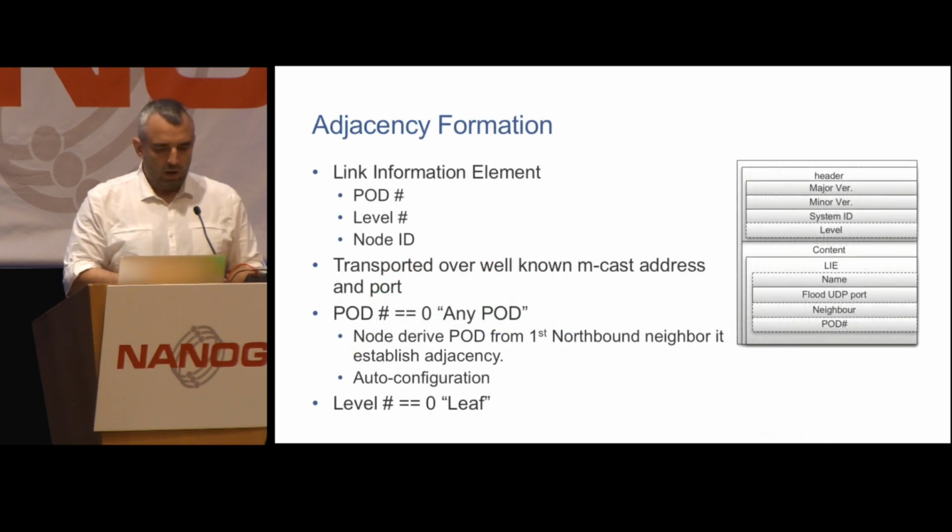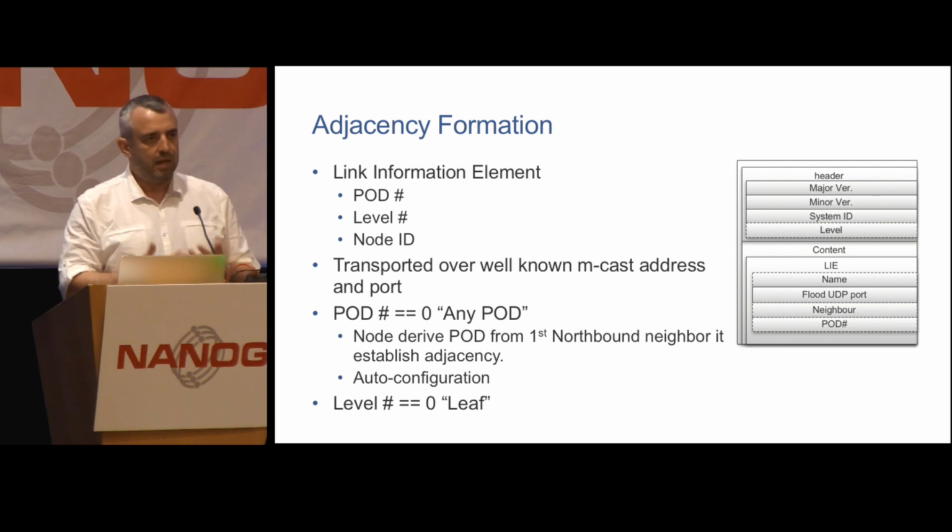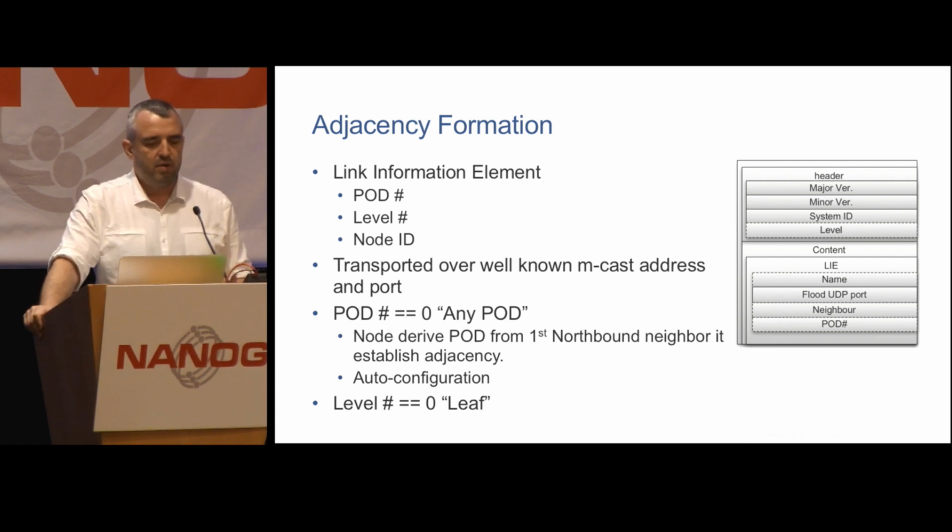So we start from adjacency information. There is an element, call it a link information element. You can think about it like a hello. And there are three fundamental pieces of information about the node. It's a node ID, which is unique. It's a 64-bit value, but just think of it as a unique value. And two numbers, the level and the pod ID, the pod number.